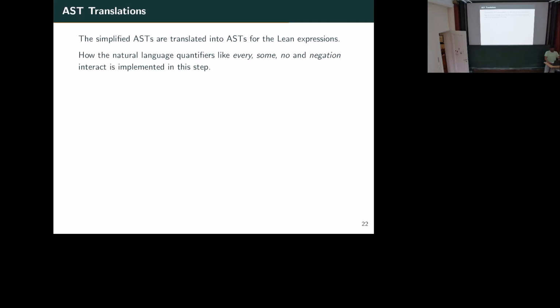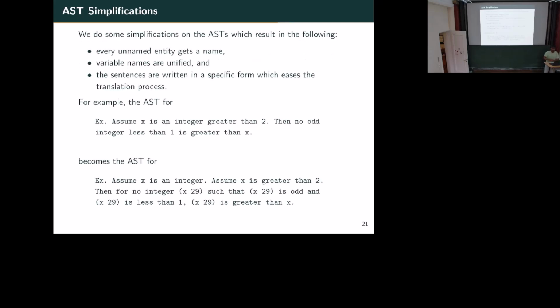After this translation... Sorry, can you go back? I wanted to ask, is it a typo, probably? Sorry? So now the last x29 is greater than 2. Sorry, I'm a bit lost with the x29 and the x. Yeah, it is a different variable. So x29 is a variable name. Okay, so x is greater than 2. Yeah, x plays the role of 2. There is no odd integer.